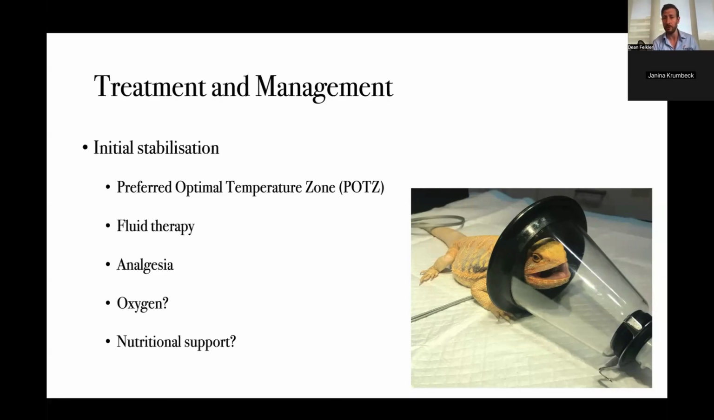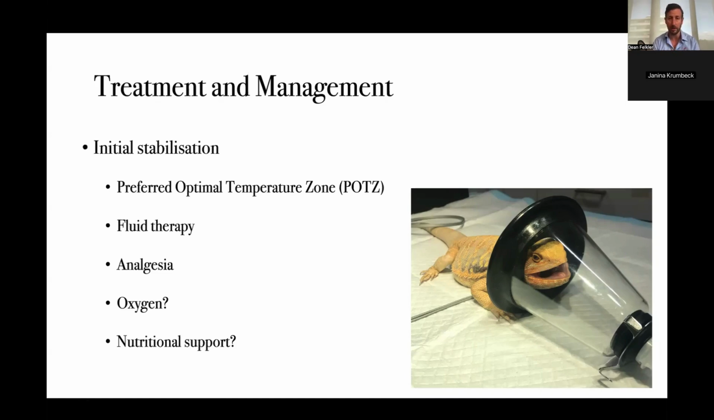And then there's some debate whether we give oxygen. I generally say if the patient is open mouth breathing, then I'm going to give the patient some oxygen because it's telling me he needs more oxygen. So we can use a gas mask or a face mask, or you can just put it in an oxygen enclosure. But typically, if it's not open mouth breathing, it doesn't look dyspneic, then I'm not going to put it in oxygen.